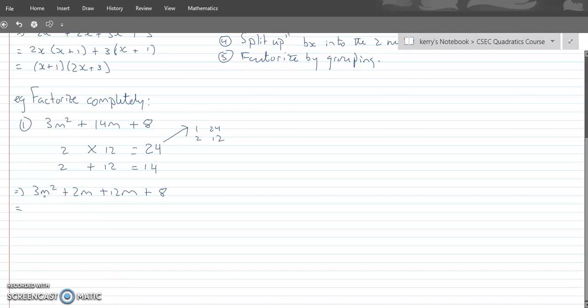So you now factorize by grouping. And now m could divide both of these terms. So 3m squared divided by m is 3m, plus 2m divided by m is 2. 12 and 8 could both be divided by 4. 12m divided by 4 is 3m. 8 divided by 4 is 2. And then we factorize completely by taking out the common terms in brackets. 3m plus 2 into what remains outside the brackets is m plus 4. Done. Check how nice and easy that is, right?